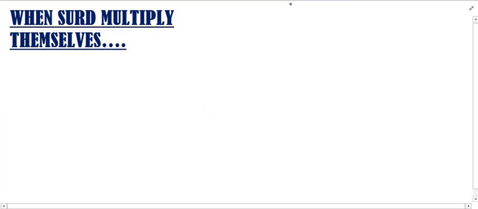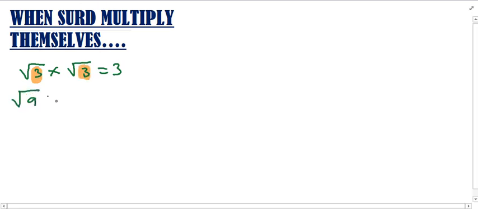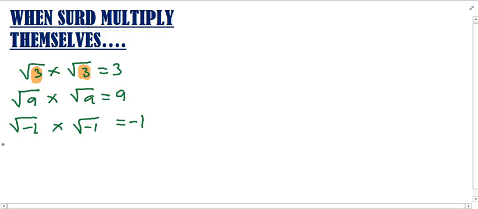When a surd multiplies itself, I think this is where I wanted to explain something. So for instance, surd 3 multiplied by surd 3 is 3. When they are multiplying themselves, I want you to take note of that. So surd A multiplied by surd A is just A. So surd 1 multiplied by surd 1 is just 1, and surd 4 multiplied by surd 4 is just 4. So when a surd is multiplying itself, just pick the number right there.